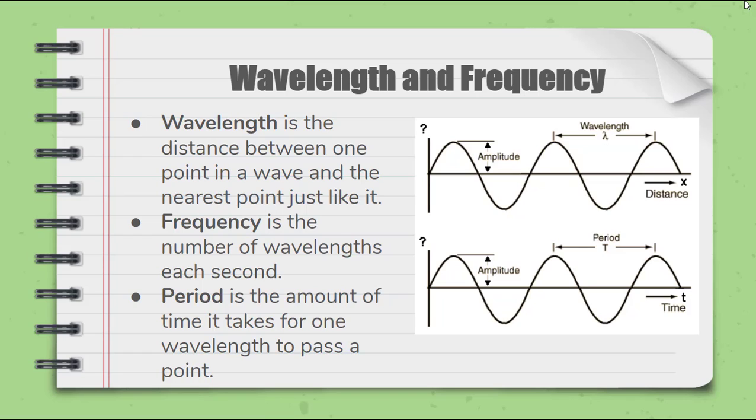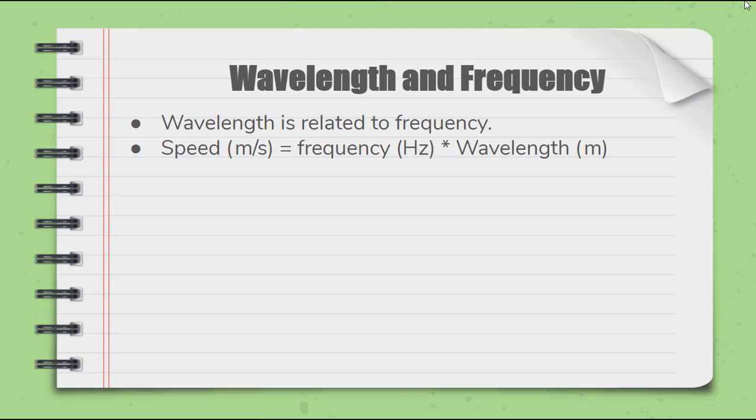And period is the amount of time it takes for one wavelength to pass a particular point. So wavelength and period are very similar. It's just that with period, we're focusing on the time it takes for one wavelength to move past a certain point. Wavelength is related to frequency, and we have a formula for this: the speed of the wave in meters per second is equal to the frequency measured in hertz multiplied by the wavelength measured in meters.